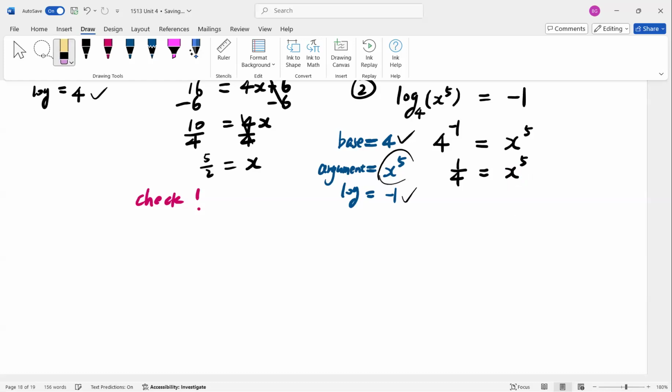What we can do is write 1/4 as log x... oh, no, this one. Oh gosh, this is a power function. What we're going to do is raise each side to the power of 1/5. That's it.